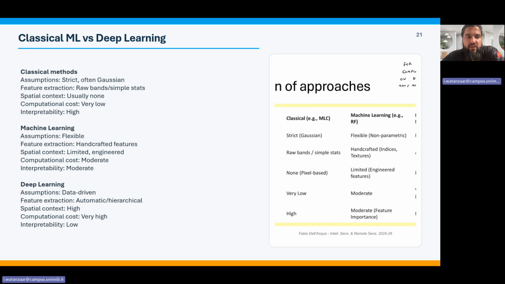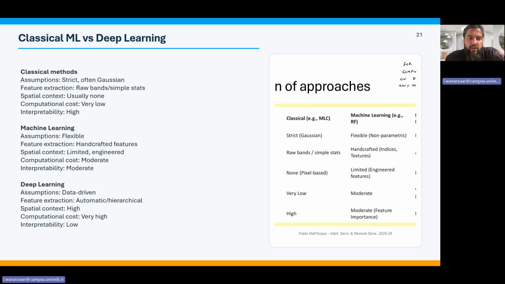For the classical methods, the assumption is strict, often Gaussian. In machine learning, the assumption is still flexible. In deep learning, it's totally data driven because they are learning from the data directly. Feature extraction in the classical methods was raw bands or simple stats. In machine learning, it is handcrafted features. Why handcrafted? We discussed already, especially in the supervised case, the features need to be designed by hand first, from which the machine needs to learn. Then the input earth observation data will be analyzed.